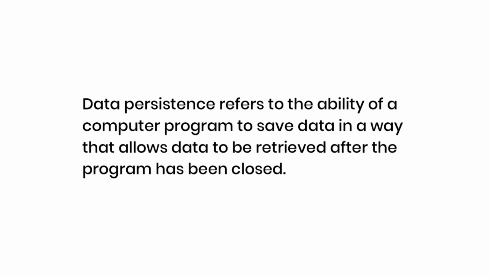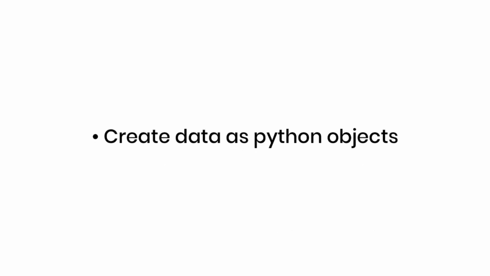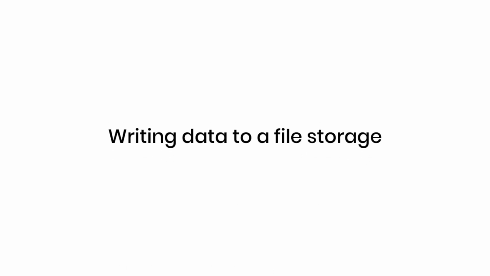If you're wondering how this all works together, I'm going to explain it right now. Usually when you start out creating data, you create it as Python objects. And the goal is to be able to write these Python objects to some sort of storage so that you can achieve persistence. In the context of this project, we're going to be writing our data to a file storage. So it means that we're going to be storing our data in a file.